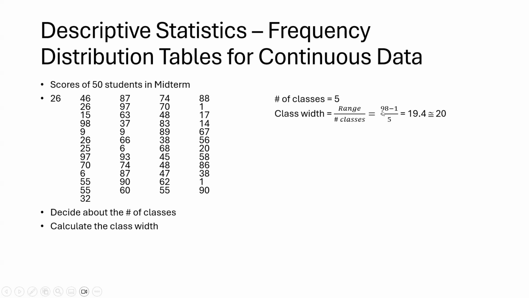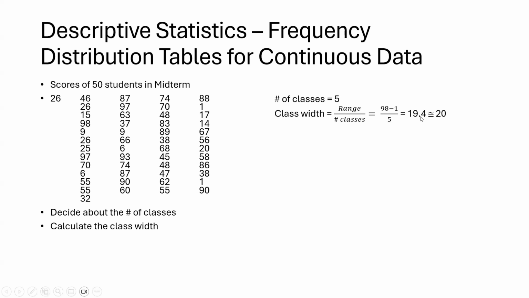Here we have, okay, we made a mistake here. It's not 90. The highest value is actually 98 here. Yes, it's 98. So it's 98 minus 1 divided by 5, the number of classes, and this gives us 19.4. Of course, the width, in our case, since we do not have this 0.4 or decimal precision to this point, and the smallest measurement is 1, we're not going to accept this. In this case, it's going to be rounded up to the next integer.